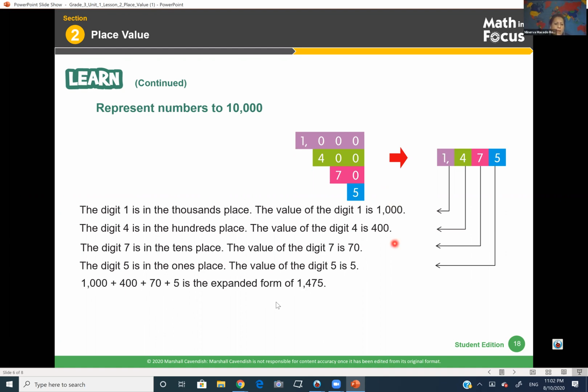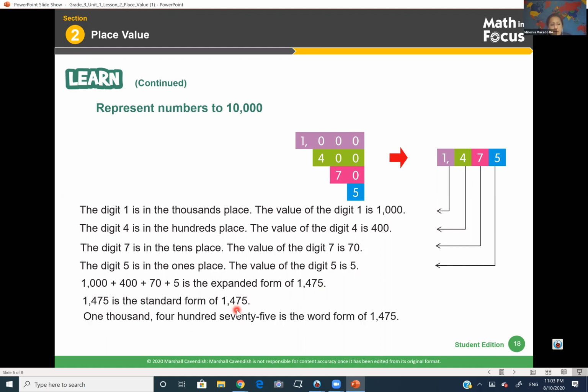So when we add the numbers as we did before, 1,000 plus 400 plus 70 plus 5 is the expanded form of 1,475. So let's do the next one. 1,475 is the standard form of 1,475. Now let's go back one more time. Now this is the word form.